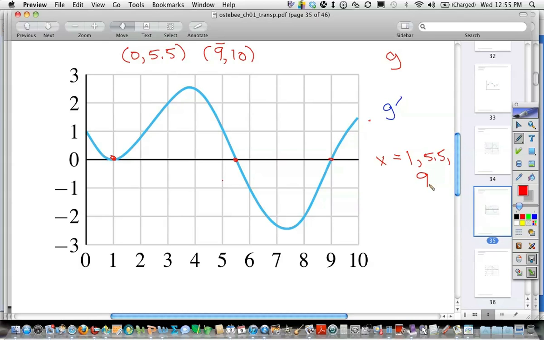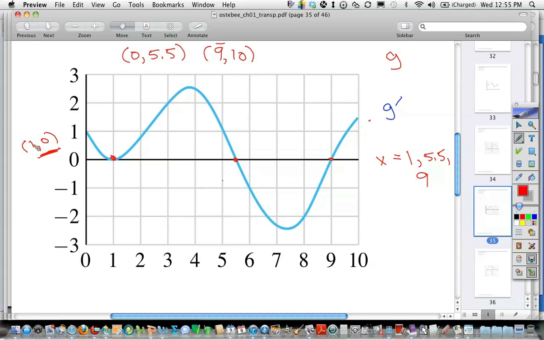Here's something I often see people write. They'll say, the question says, where are there stationary points of G? Well, that's where G prime is 0. And I'll see people look at this point right here and want to write 1, 0. Don't do that. Don't write it as a point. They want to know where. They want to know the x value. And that's wrong anyway.